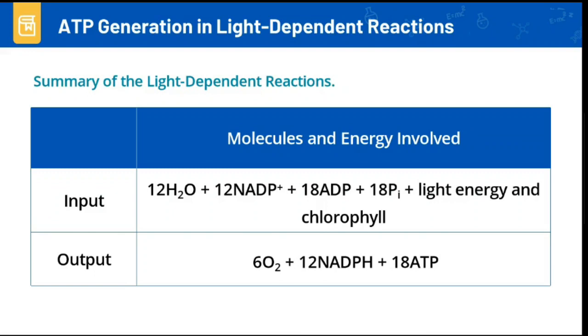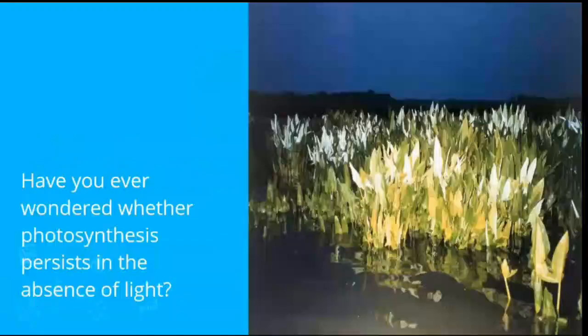Now, the next stage of your photosynthesis is your Calvin cycle. So what is all about this Calvin cycle? Have you ever wondered whether or not photosynthesis persists in the absence of light? During night, nagkakaroon pa rin ba ng photosynthesis dun sa plants ninyo? The second phase of your photosynthesis, which likewise happens in your chloroplast, functions as a sugar factory. It uses carbon dioxide from the atmosphere to synthesize a 6-carbon sugar known as glucose.